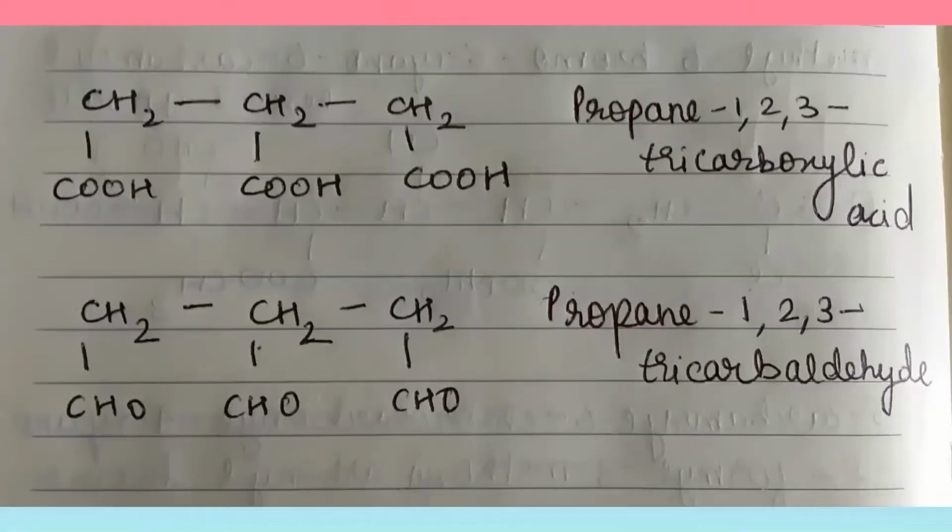So the name for this will be propane 1, 2, 3 tricarboxylic acid, when you have 3 carboxylic acid groups attached to the main parent chain, and propane 1, 2, 3 tricarbaldehyde when you have 3 aldehydes present on the main parent chain. That is, each carbon has an aldehyde present. This is a special kind of naming, and it's very new. Previous NEET and JEE papers have had these models, so it's very necessary you have an idea of them.